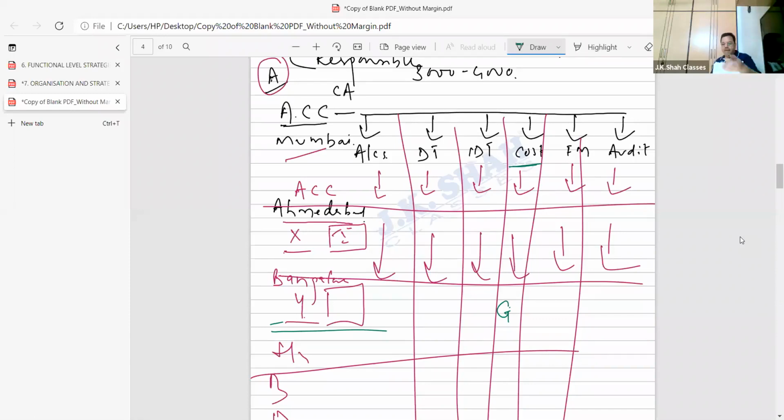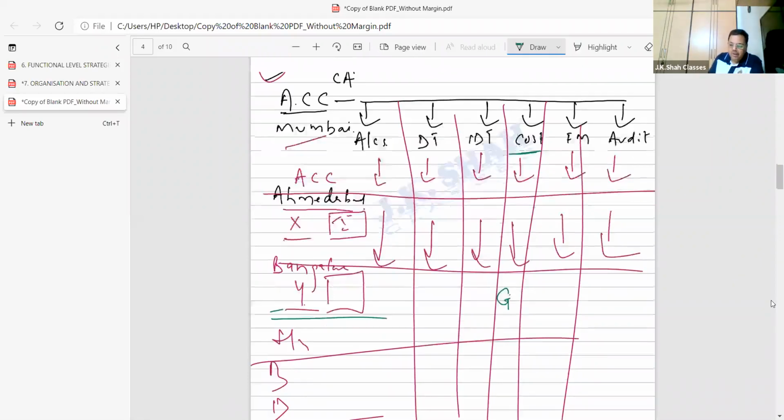But anyway, this kind of a structure, we call it as what? Come on, tell me. Matrix structure. Please, if possible, note down this part.